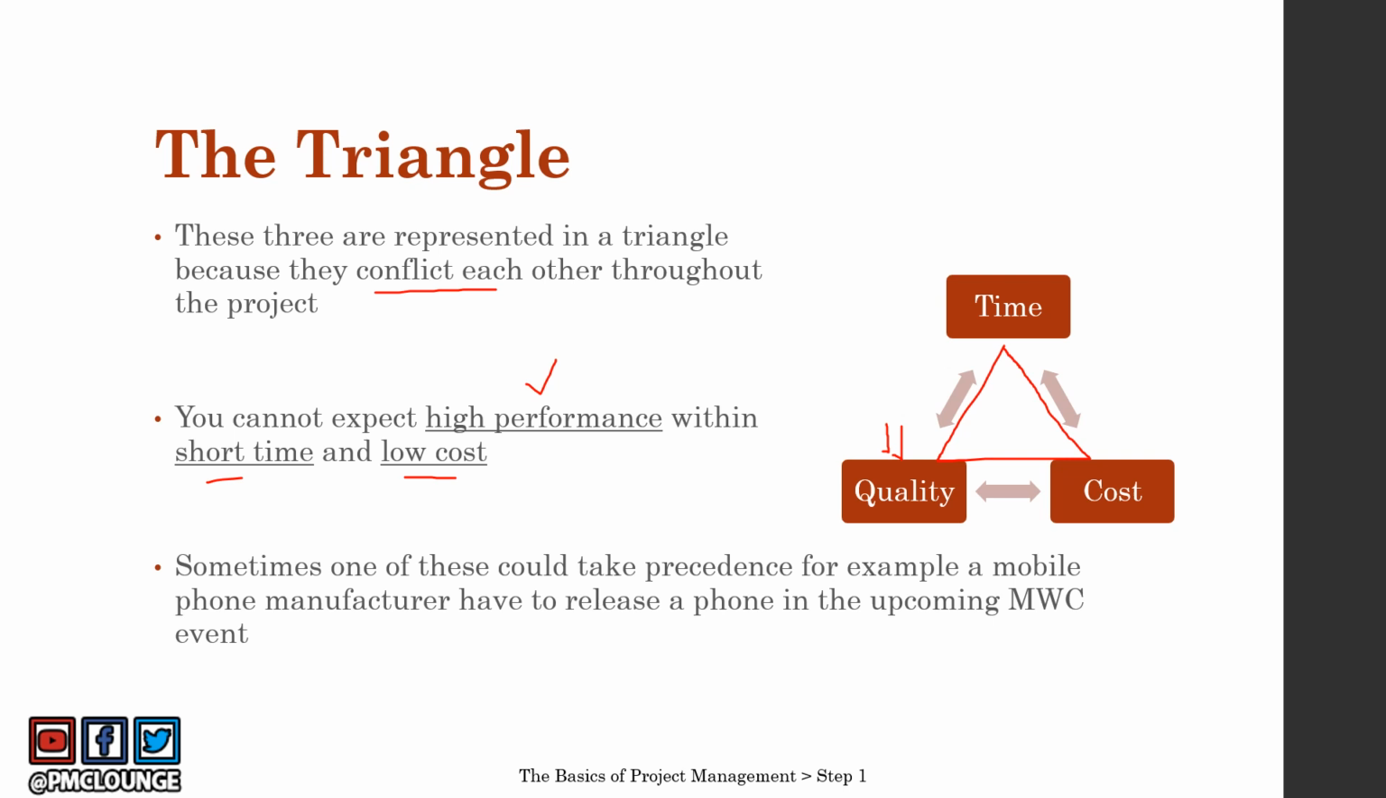So sometimes one of these could take precedence. For example, a mobile phone manufacturer has to release a phone in the upcoming MWC event. So the time becomes of utmost importance here. When the time is of utmost importance, it is possible that the cost takes a hit. The company is okay to spend more to be able to meet the timeline, to be able to meet the MWC event.